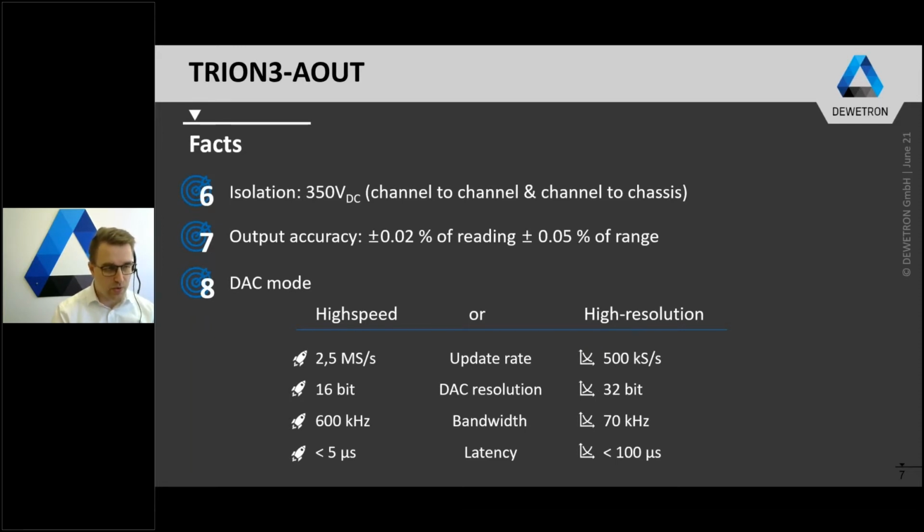The most important thing that I would like to mention with the analog output module now is that we have two different modes. We have a high-speed mode with 2.5 megasamples per second, which allows a latency of 5 microseconds or less. It has only a 16-bit DAC resolution. If you need a higher resolution, we have the high resolution mode, which allows 32 bits of resolution, but with a lower update rate, and the latency is 100 microseconds or less.